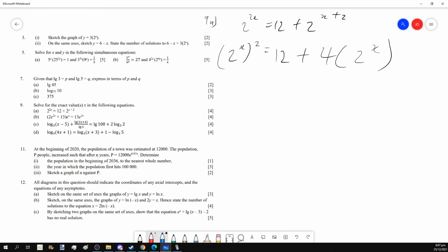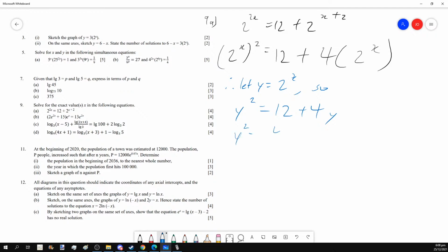Once you are here, I believe you know what to do next. We are going to do a substitution trick to make the math problem a little easier to look at. I will let y be equal to 2 to the power of x, and so y squared equals 12 plus 4y. From here, the rest of the problem should be pretty straightforward.